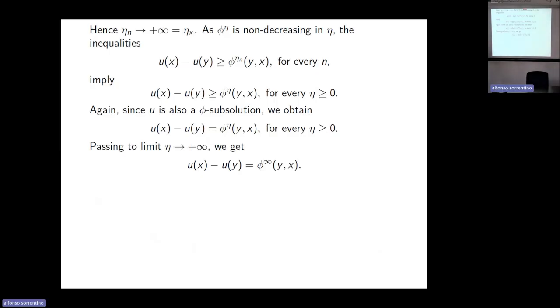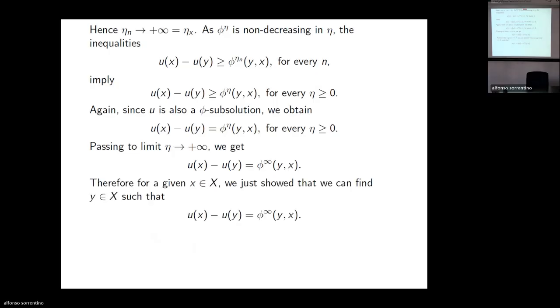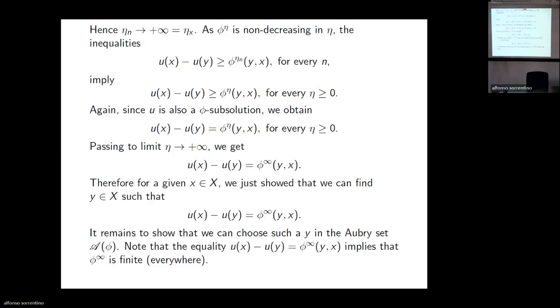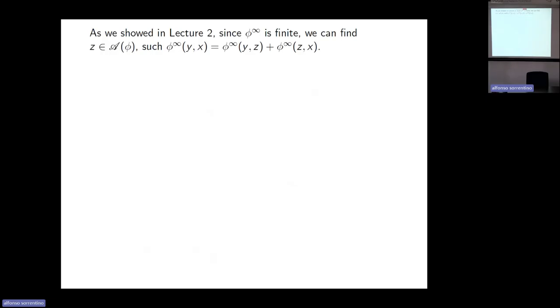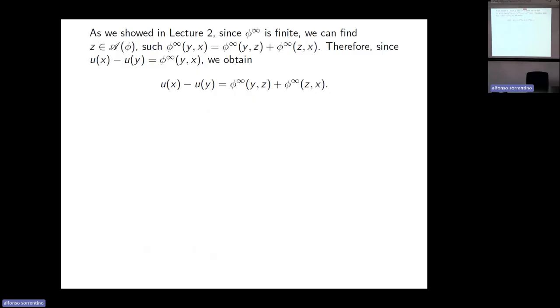Now I still have to show that I can choose y in the Aubry set. A priori, y is not in the Aubry set. Now, the equality ux minus uy equal phi infinity of yx implies that phi infinity is finite. Because phi infinity is finite, to compute phi infinity between y and x, I must transit from another point in the Aubry set. Okay? So I can find the z in the Aubry set such that phi infinity of yx is phi infinity yz plus phi infinity of zx.